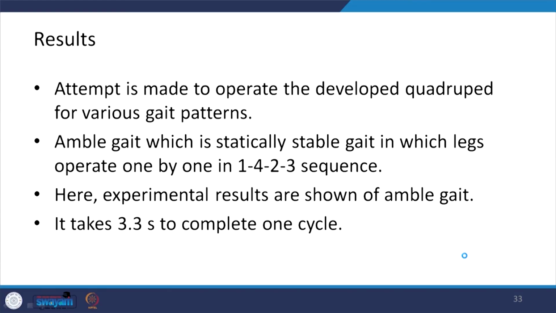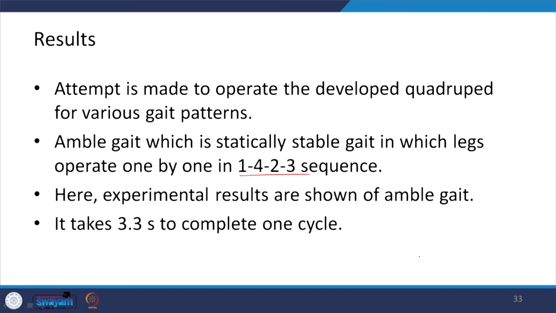So, for the results, an attempt was made to operate the developed quadruped robot for various gait patterns. We carried out many types of analysis. You can look at the various publications from our group on the various results or tests which we carried out. Amble gait is a statically stable gait in which legs operate one by one, that is in the 1 4 2 3 sequence, and here experimental results are shown for the amble gait as I told you initially, and it took 3.3 seconds to complete one cycle.